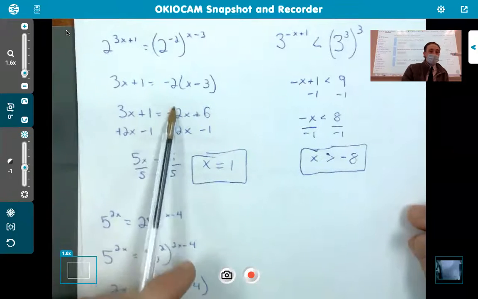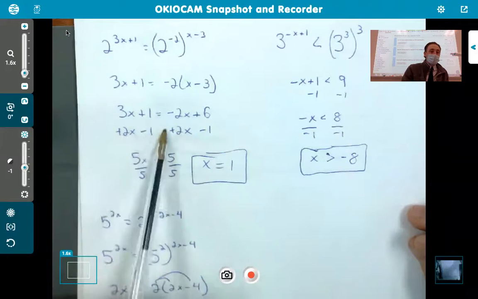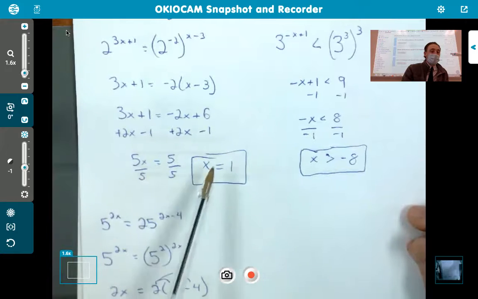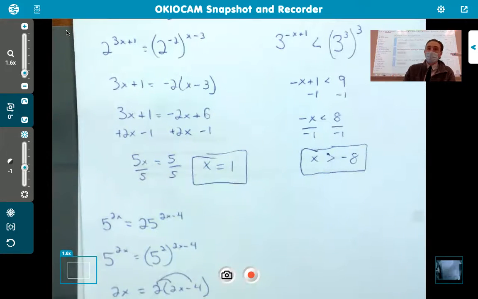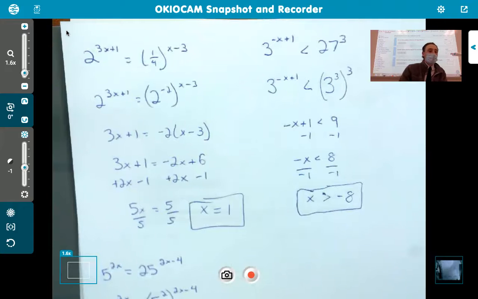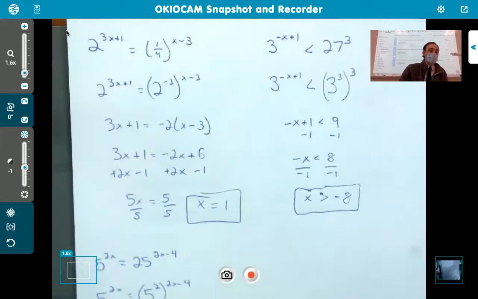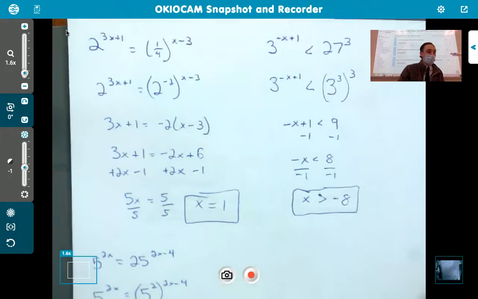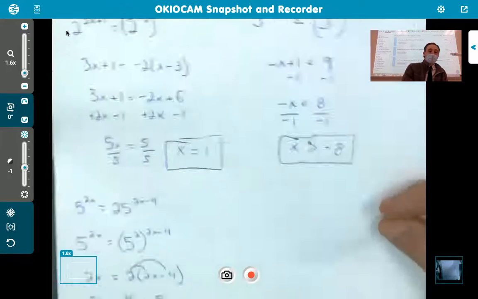When I distribute, I have -2x plus 6. I'll add the 2x and subtract the 1 from both sides. You get 5x equals 5. Should have got x equals 1 for that value, all right? To check your answer, if you were to plug that back in, you have 2 to the 4th power, which is 16. Then you have 1/4 to the -2 power. That's the same as 4 squared, which is also 16. So you should have got x equals 1, all right?